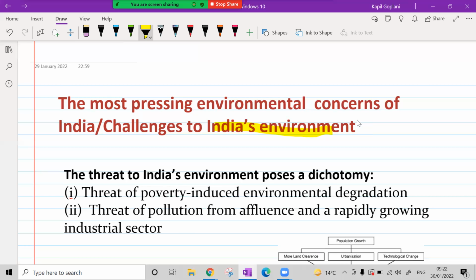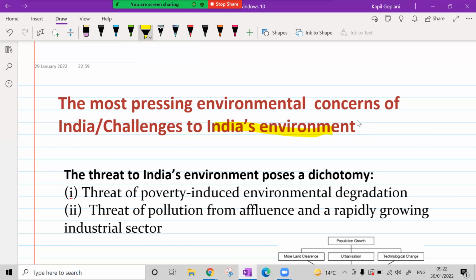Anybody? Yes, sir. Acid rain. Why was this there? Because the acids were being formed in gaseous form, and the particularly harmful gases were released by the industrial areas nearby, and that's why it was affecting the environment.